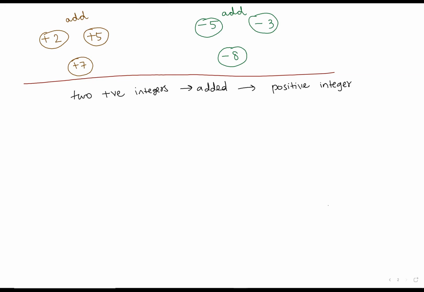Positive 4 plus positive 7 is equal to positive 11. Positive 4 plus positive 7 is equal to positive 11. Right. Okay. Now let's take another one.